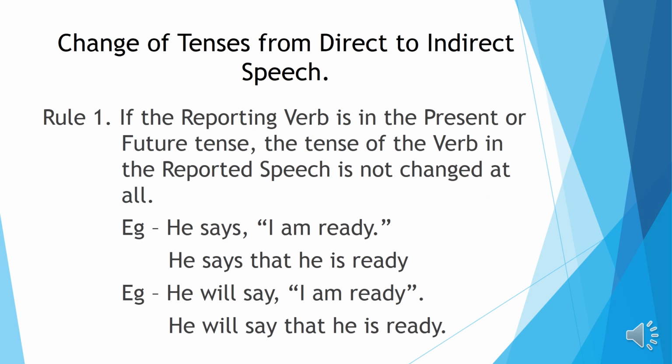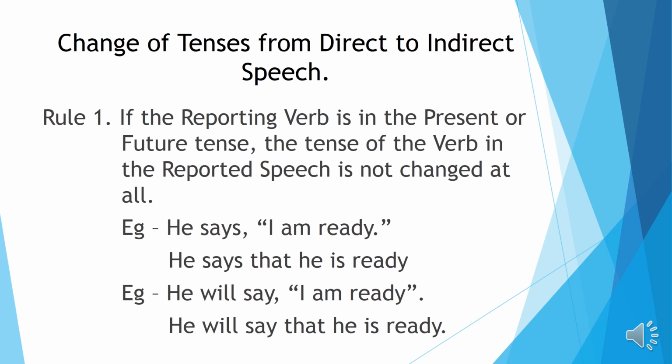Next, we have change of tense from direct to indirect speech. So there are so many tenses that have to be changed. Remember, in the indirect speech definition, we say we use it in the past tense. So what are the rules that we have to use while changing from direct to indirect? The first rule, it says, if the reporting verb is in the present or future tense, the tense of the verb in the reported speech is not changed at all. I repeat, if the reporting verb is in the present tense or future tense, the tense of the verb in the reported speech is not changed at all.